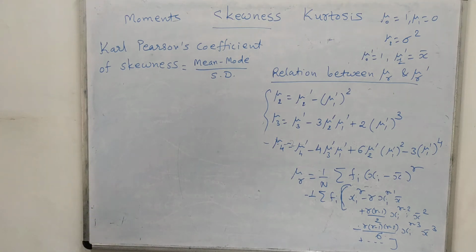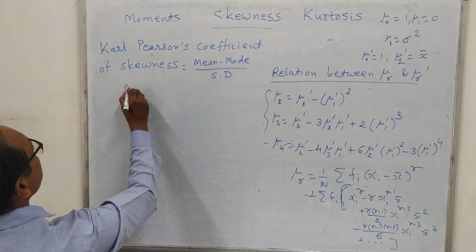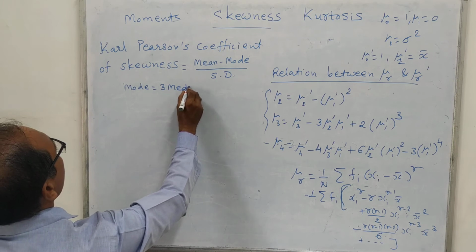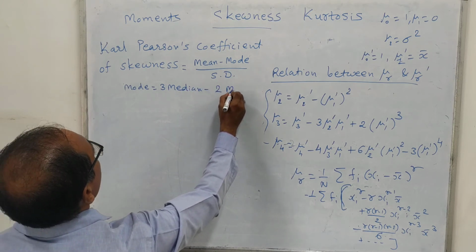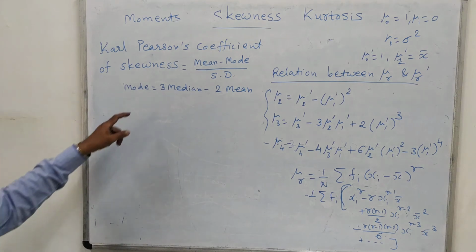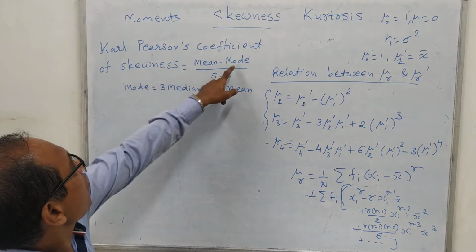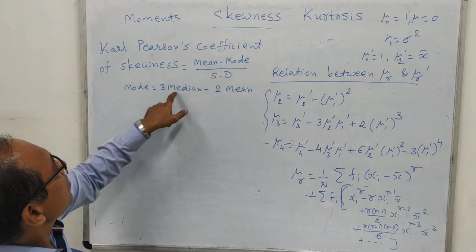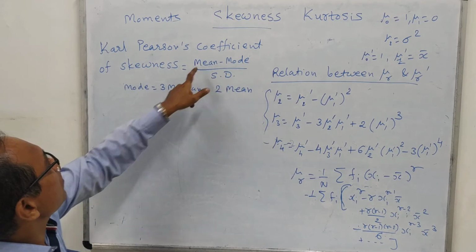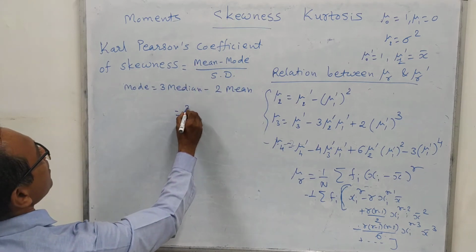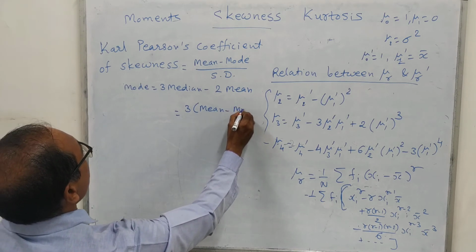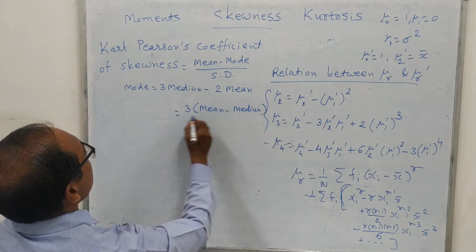But we also know that mode equals 3 median minus 2 mean. We have already seen this formula during the study of mean, median and mode. So if we put the value of mode over here, 3 median minus 2 mean, minus 2 mean will become plus 2 mean, plus 2 mean means 3 mean. So this formula will become 3 mean minus median, divided by standard deviation.